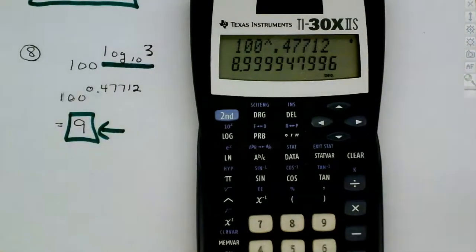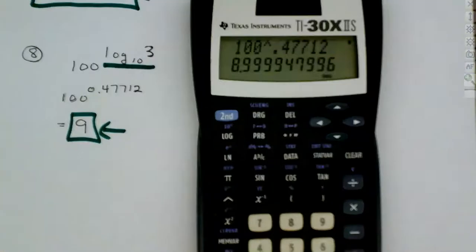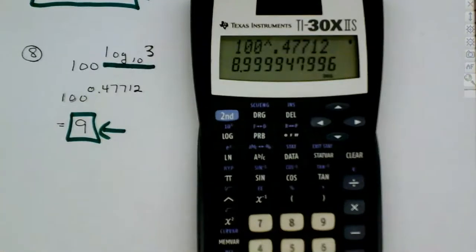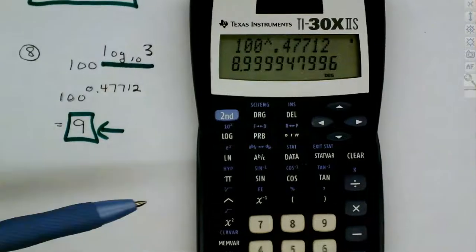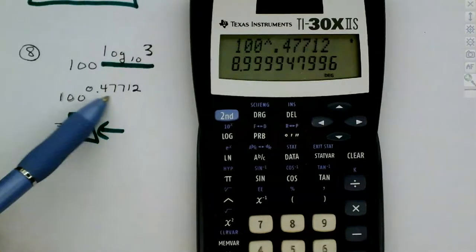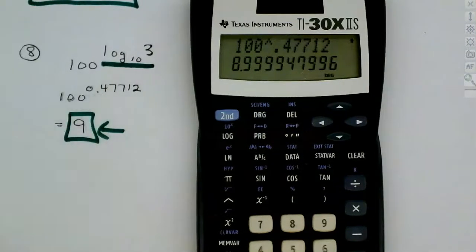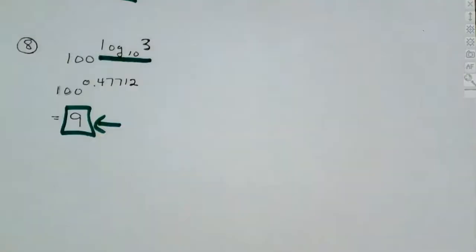You can either keep it stored in your calculator or you can write it down. Either way, you get the same result. A lot of times I just keep it in my calculator, but sometimes students like to write it down. If you write it down, you'll get the same result. It's just going to be off by a little bit.